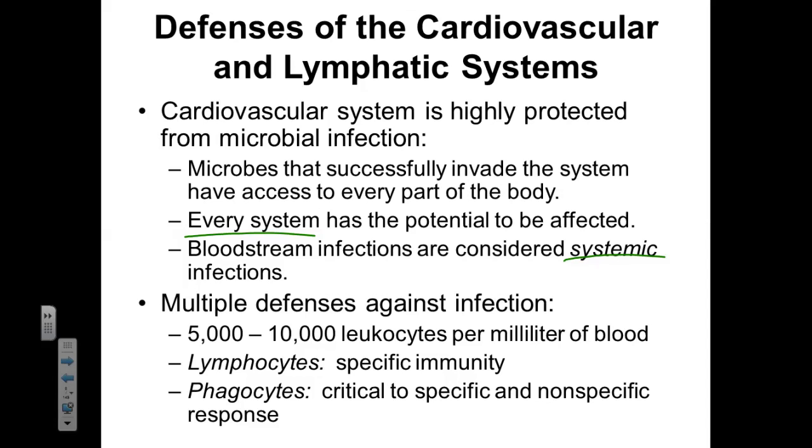Some of the multiple defenses we have in our cardiovascular system to help protect us against those systemic infections include a high concentration of leukocytes. And remember or recall, a leukocyte is the same thing as a white blood cell. One of the specific kinds of leukocytes that we have are going to be lymphocytes. Another kind is a phagocyte. Lymphocytes are going to be involved with that third line of defense, or acquired or specific immunity in our bodies, whereas the phagocytes are going to be the interlink between the non-specific defense, our second line of defense, and the acquired immunity or specific immunity, our third line of defense.